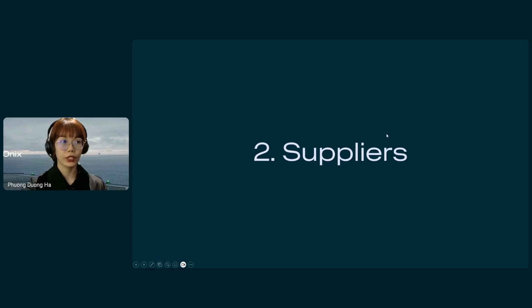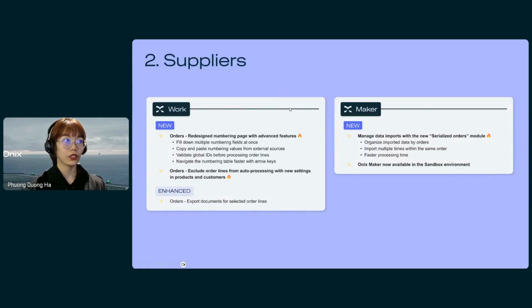Okay, so we'll go into the suppliers. These are all of the changes for the suppliers. We have two new features in the orders module related to the redesigned numbering page. This applies to all the orders and order lines. And then if you are automating the processing of orders and order lines, then you will be interested in how to exclude some order lines from the auto processing. And then there is an enhancement on how you can export documents for just some selected order lines.